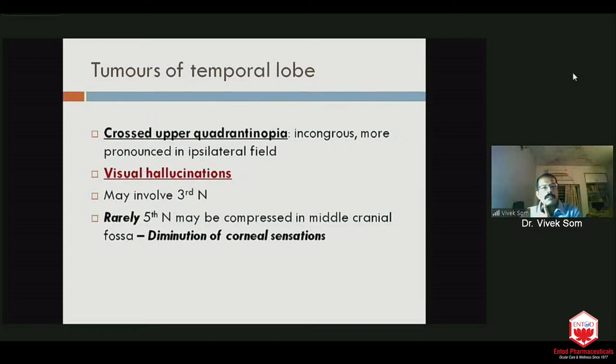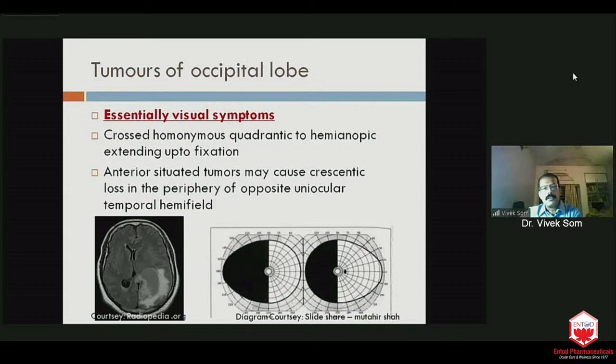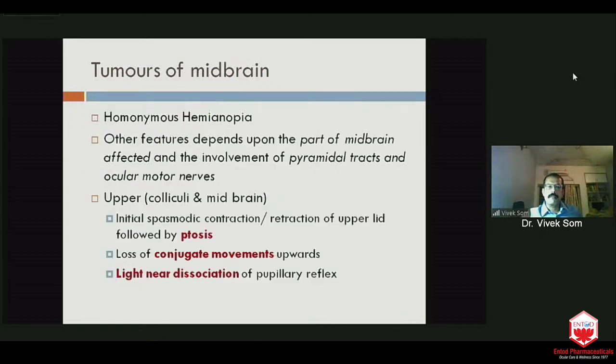Similarly, temporal tumors will have quadrantanopia along with more prominent visual hallucinations, and may involve the third nerve. Parietal lobe tumors will have quadrantanopia associated with visual and auditory hallucinations and abnormal optokinetic response. Tumors of the occipital lobes have a varied picture depending on which part is involved, and can have a crescentic loss in the periphery, or a quadrantic or hemianopic field defect which might be sparing or involving the fixation.